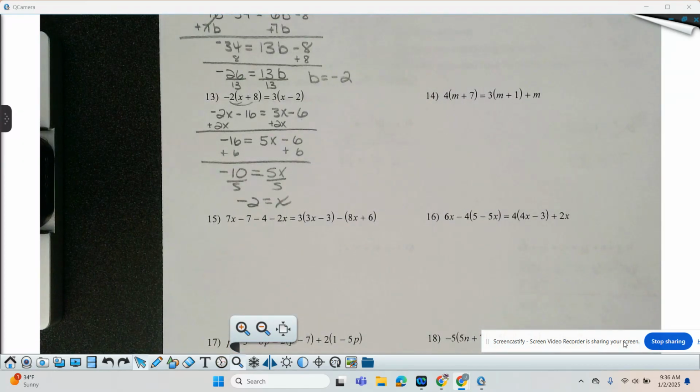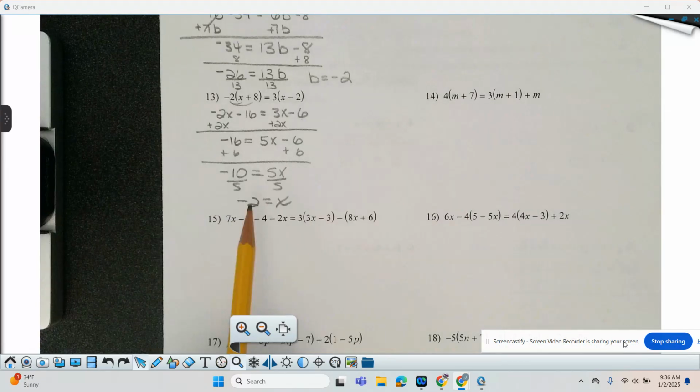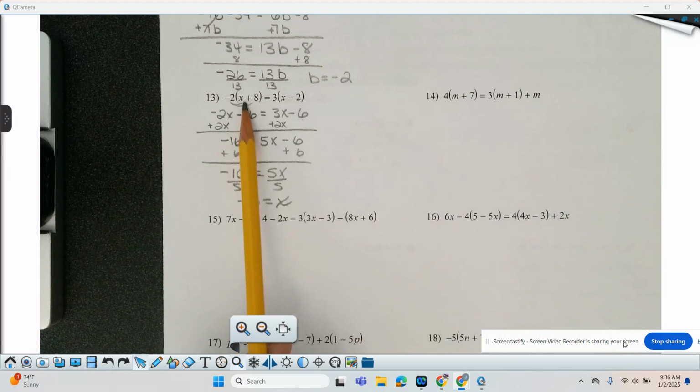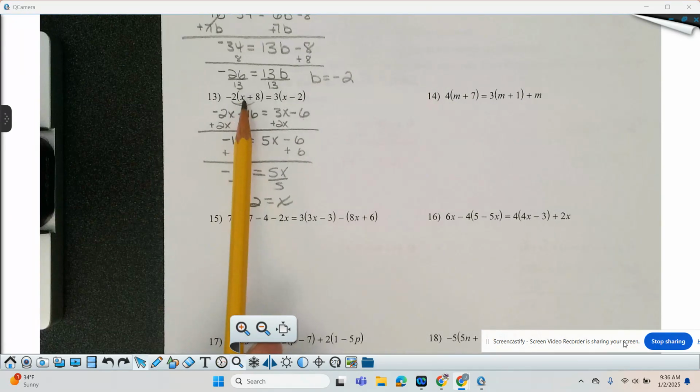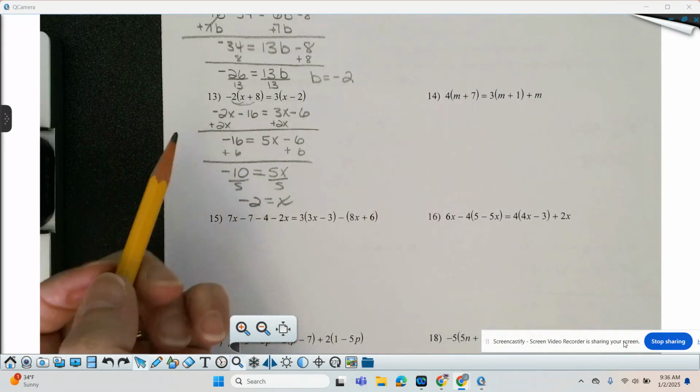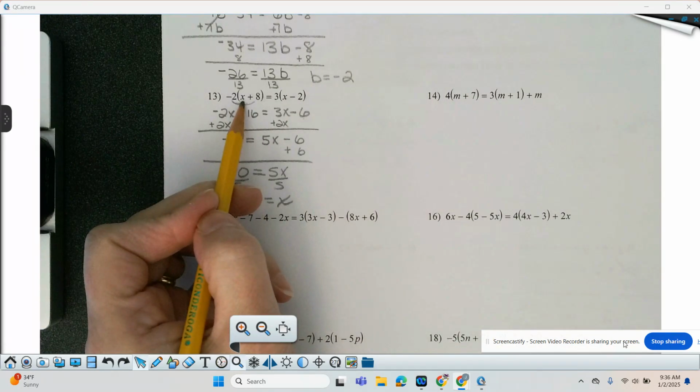And again, if you go back and you put this negative 2 in for that x, you can solve to see that that does give you the same number on each side. So a negative 2 in here would be a 6, and 6 times negative 2 would be a negative 12.